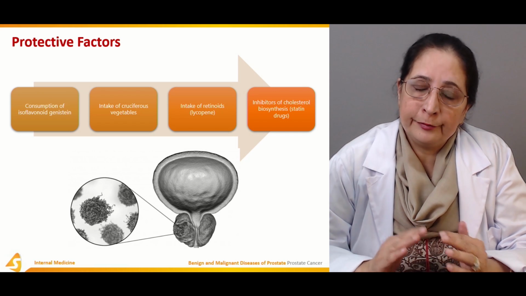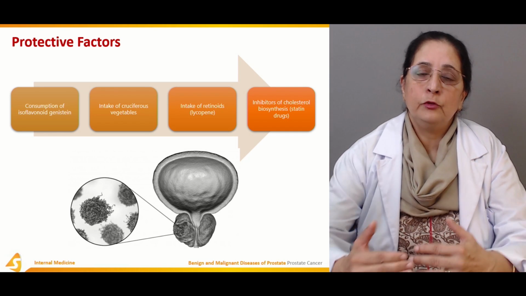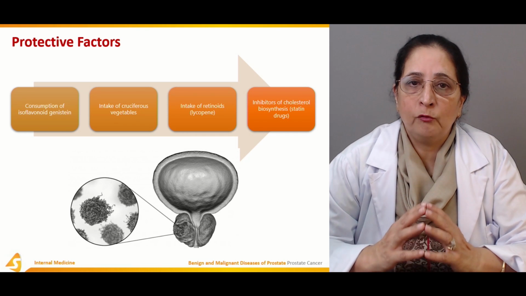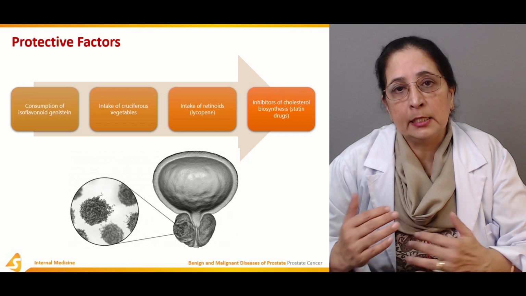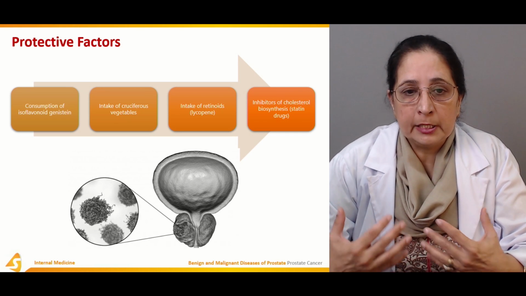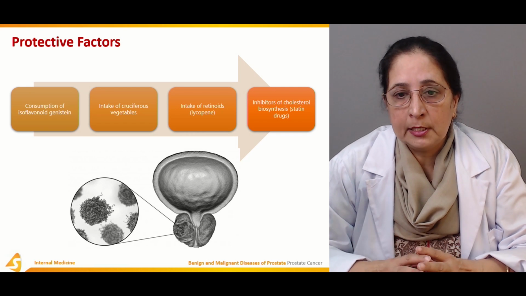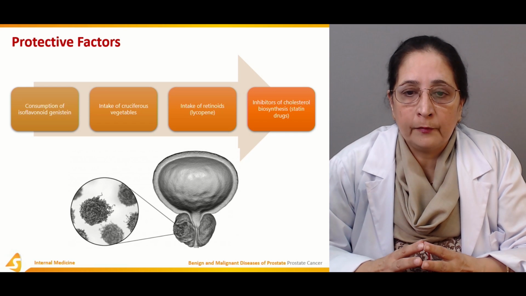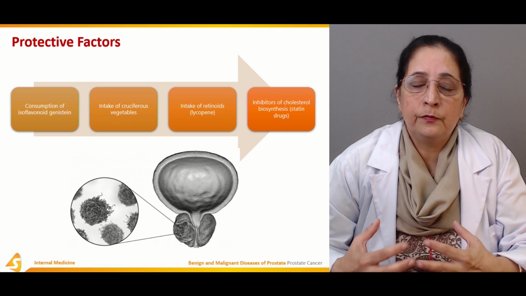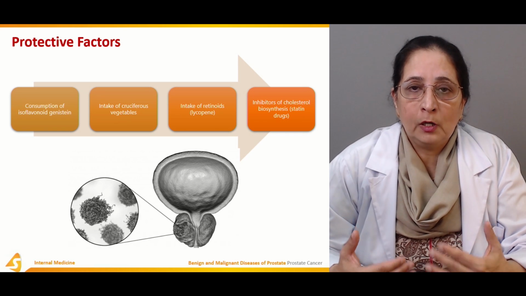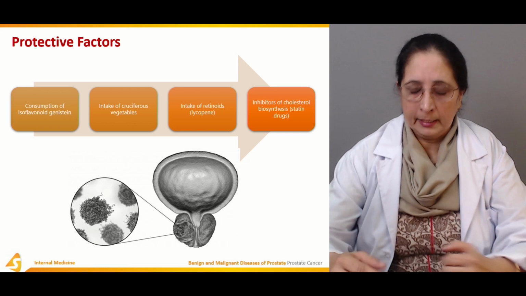So consumption of certain foods are more healthy as compared to fatty foods. So fatty foods should be avoided. Red meat as a fat, other fatty food. The consumption of more vegetables is very, very good. And intake of retinoids and inhibitors of cholesterol synthesis, statin drug. So drugs that are used for lowering the cholesterol level are very, very effective.